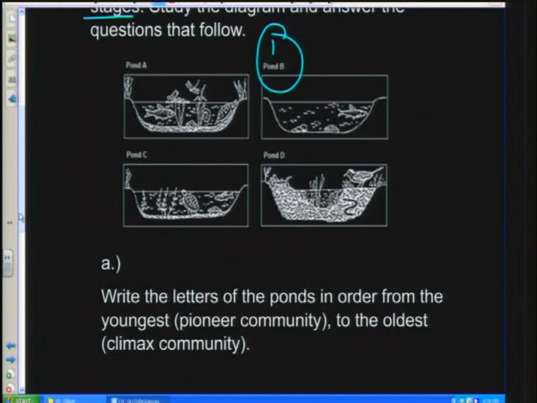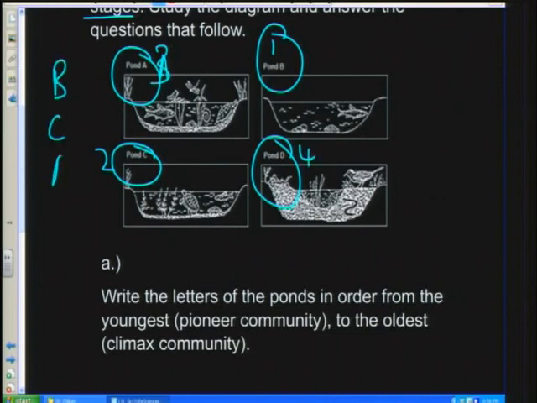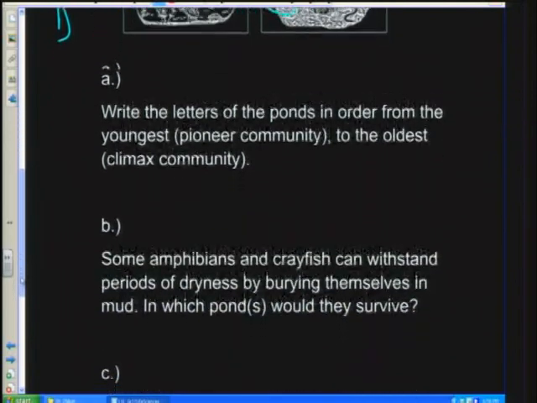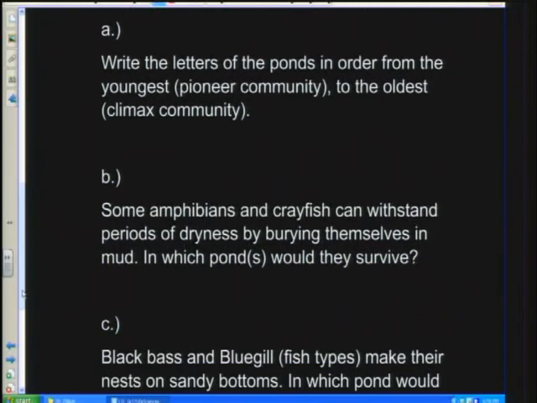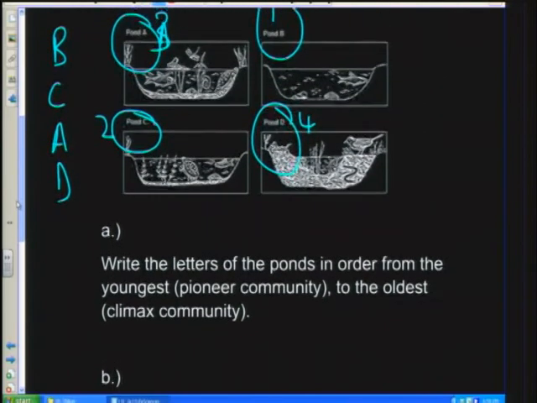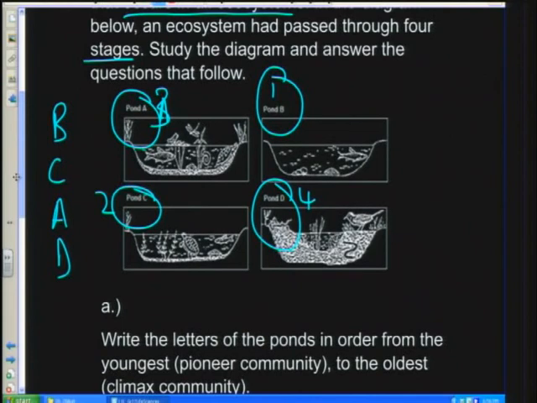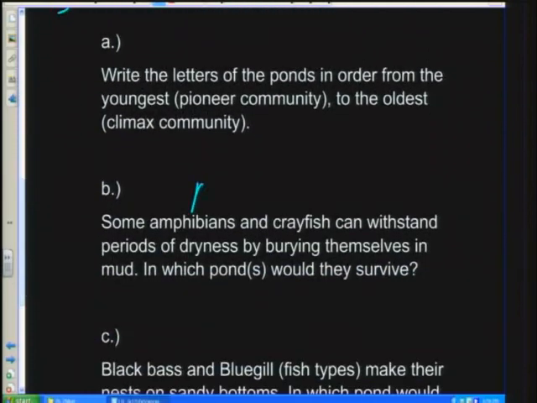Coming from that, a little bit more will be C. That's number 2. And then A, and lastly D. That's number 4. So your answer would be B, C, A, D. Some amphibians and crayfish can withstand periods of dryness by burying themselves in mud. In which ponds would they survive? Is there any mud here or soil? No, they can't survive there. They can survive here, where there's very little. So it's pond A and pond D.